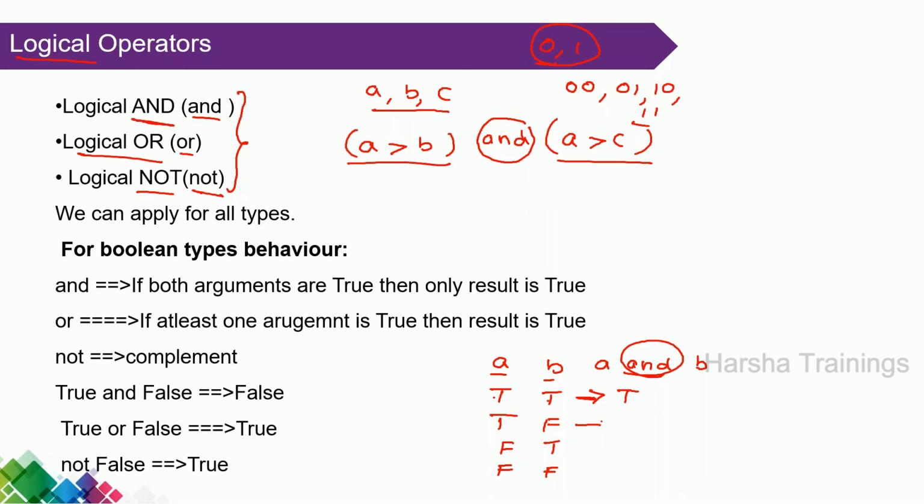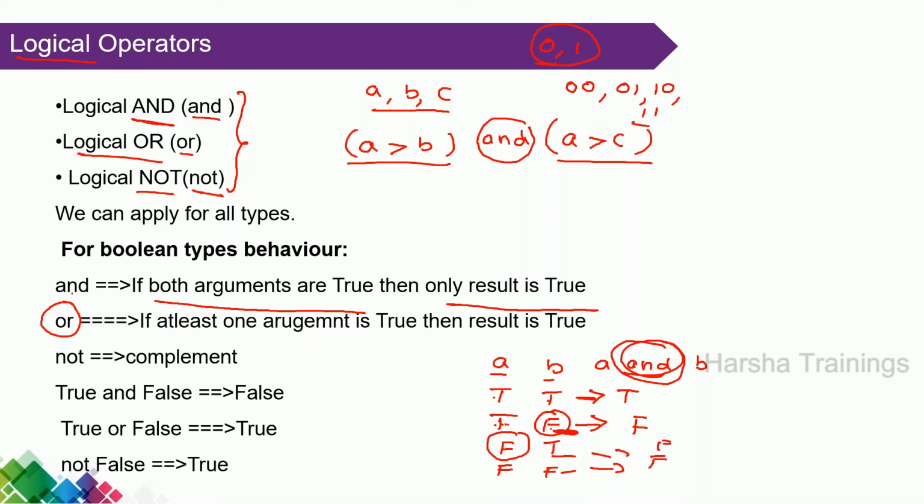In the AND operation, if the first one is true, you need to check the second one. True and false, the answer is false. If the first one is false, there is no need to check the second expression. Why? Only if both are true is the answer true. If the first one is false, whether the second is true or false, the answer is obviously false. So the result of the AND operation is true only if both arguments are true.